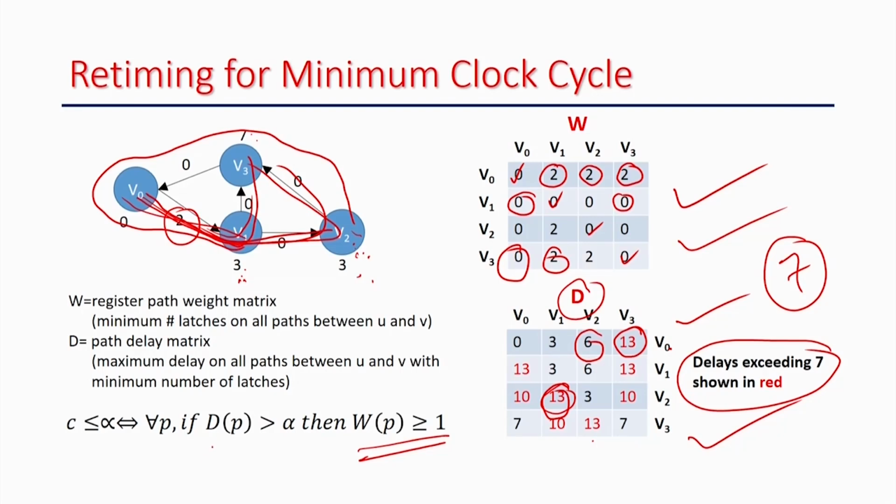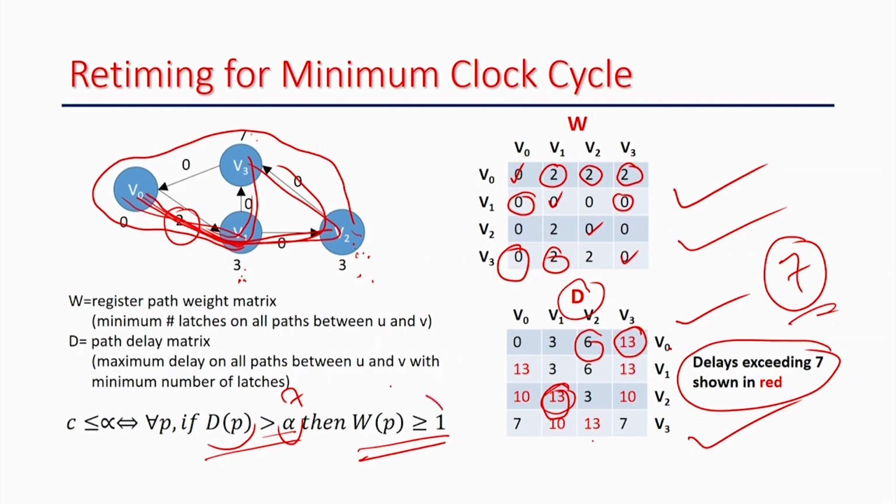And for all such paths where the delay D(p) of the path is greater than the target clock period, which is 7 in our case, say this is alpha, those paths should have at least one register after the retiming. Otherwise, it will not break the critical path. So we have to consider all the paths. There are 1, 2, 3, 4, 5, 6, 7, 8, so 8 paths here that fail to satisfy the target clock period of 7, and we need at least one register on those paths to break the critical path.